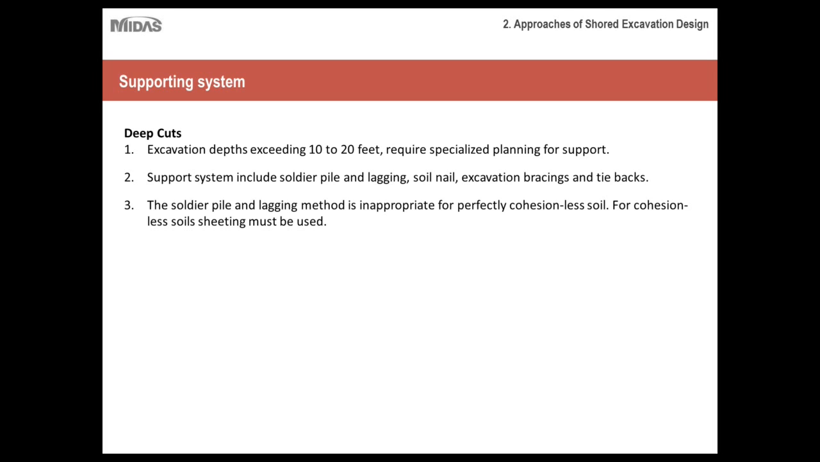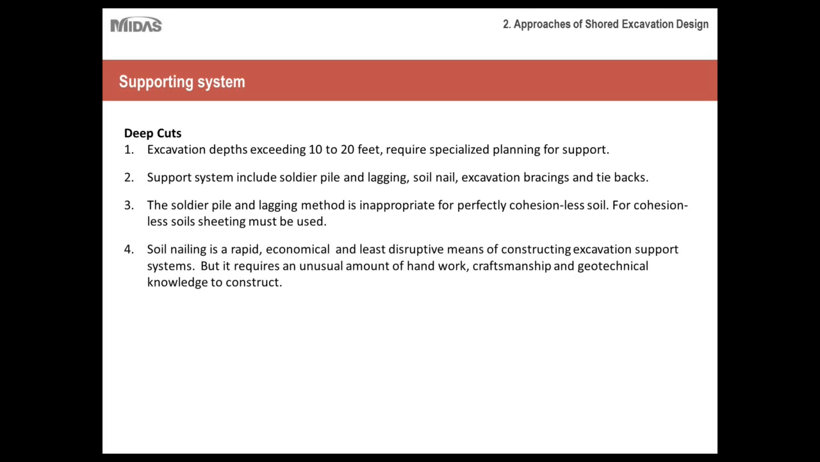But if you can't avoid it and that is a constraint that you have to deal with, then soil sheeting is to be applied on the surface of the laggings in order to get the cohesion resistance going along with the laggings. I hope this explanation is clear.